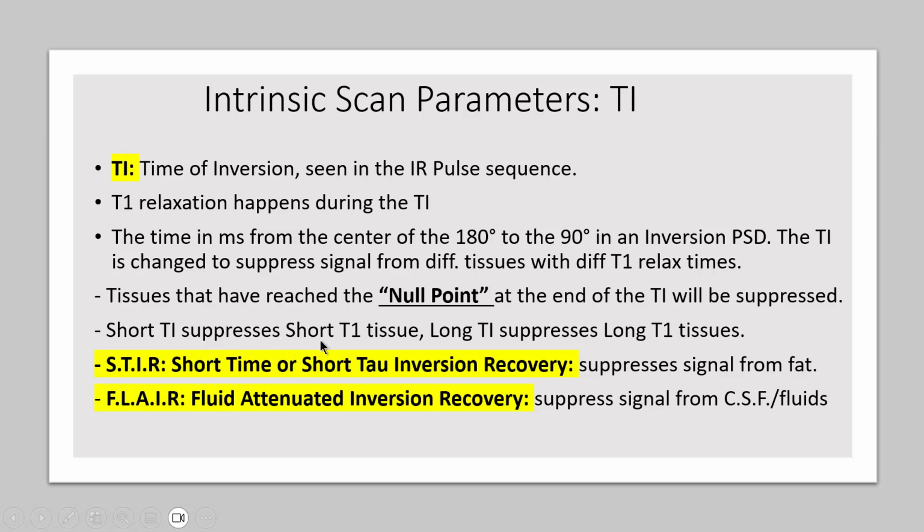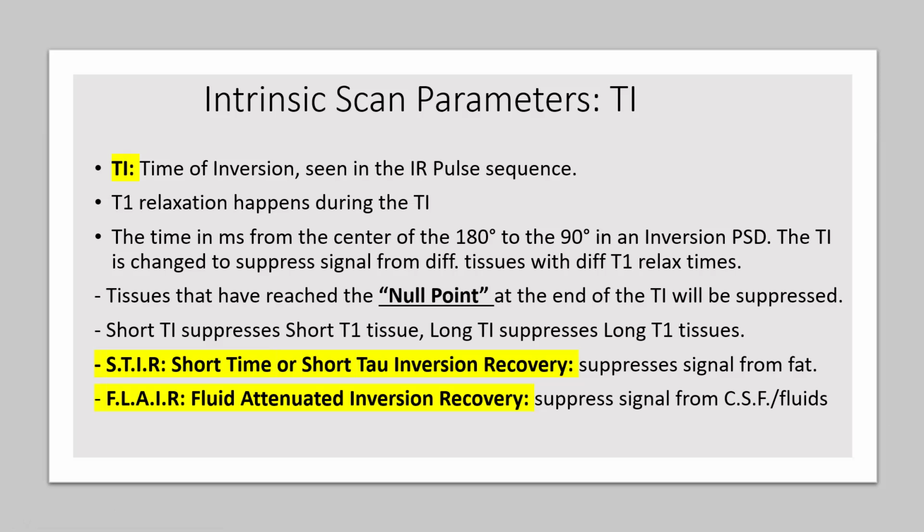For example, what are some examples of short T1 tissues? All right, so short T1 tissues in MRI land are fat, gad, protein, FGP. You guys have heard that before. Fat, gad, protein are all short T1 tissues. They will all be suppressed by a short TI. An example of long T1 relaxing tissues would be cerebral spinal fluid and general fluids like edema, pee, things like that. Those are long T1 relaxing tissues.